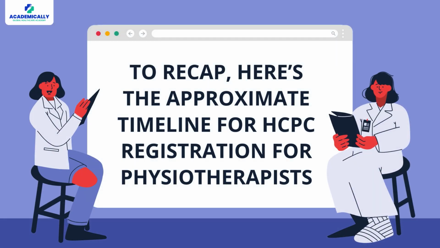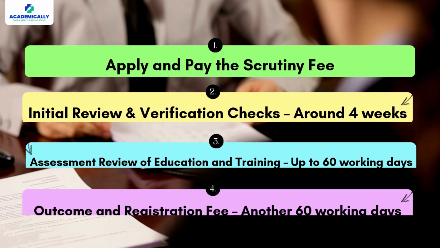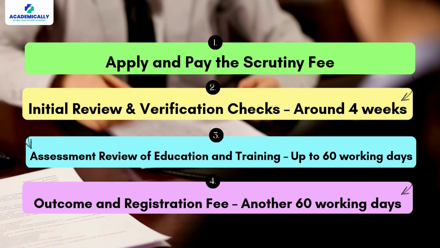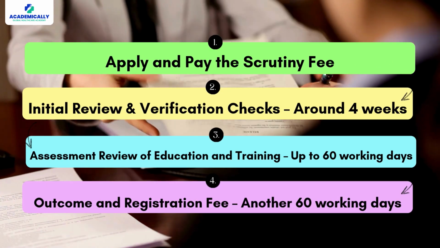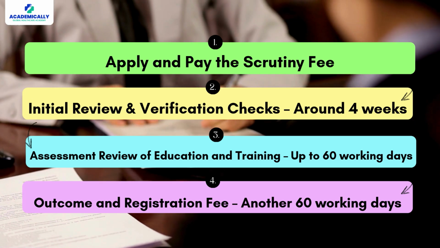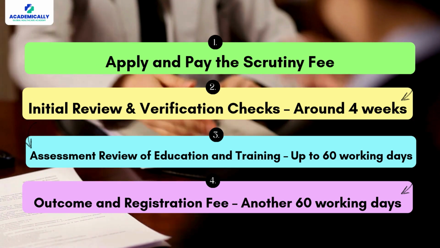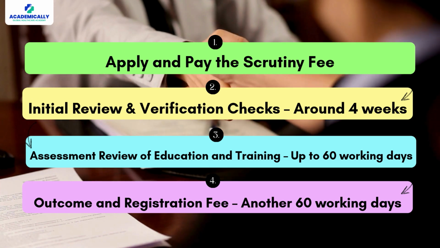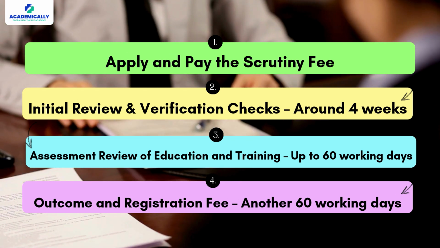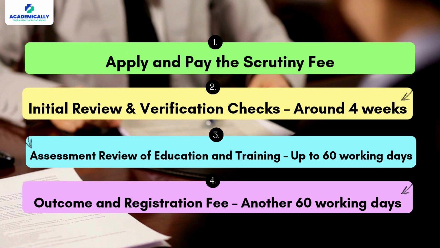To recap, here's the approximate timeline for HCPC registration for physiotherapists. Step 1, apply and pay the scrutiny fee. Step 2, initial review and verification checks, which will take around 4 weeks. Step 3, assessment review of education and training, which will take up to 60 working days. And step 4, outcome and registration fee, which will take another 60 working days. So all in all, this process can take several months to complete. So planning ahead is the key.